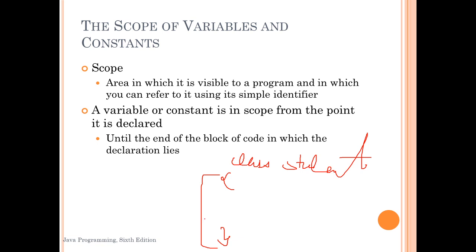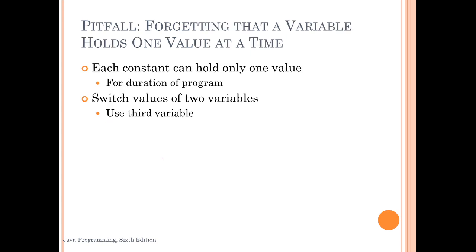A variable or constant is in scope from the point it is declared. Nag-declare kayo dito, int, sabi mo ay name. Tapos, naglagay ka nito. So, this name can only be accessed inside those curly brackets, until the end of the block of code in which the declaration lies. Forgetting that a variable holds one value at a time: each variable can hold only one value. Always remember, ang inyong variable can hold only one value for the duration of the program.